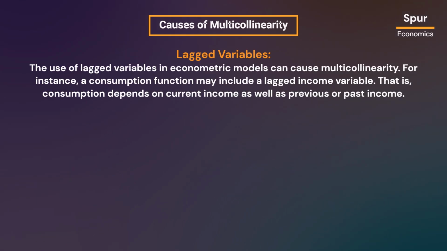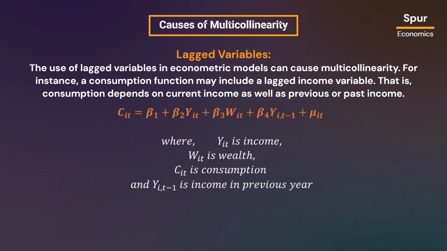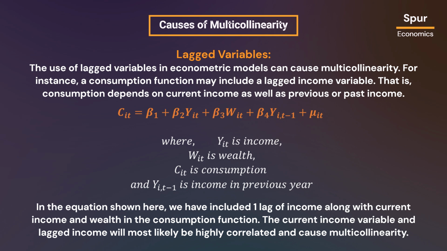The use of lagged variables in econometric models can cause multicollinearity. For instance, a consumption function may include a lagged income variable. That is, consumption depends on current income as well as previous or past income. In the equation shown here, we have included one lag of income along with current income and wealth in the consumption function. The current income variable and lagged income will most likely be highly correlated and cause multicollinearity.